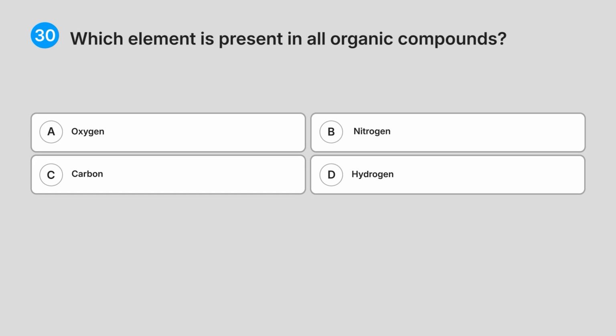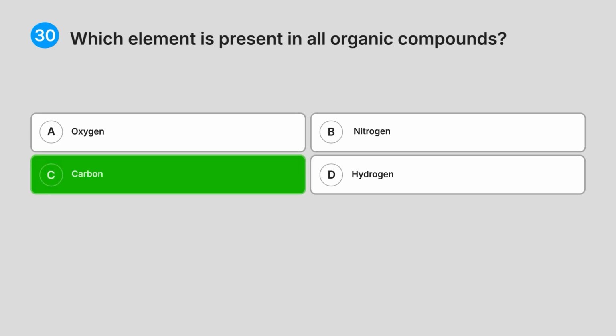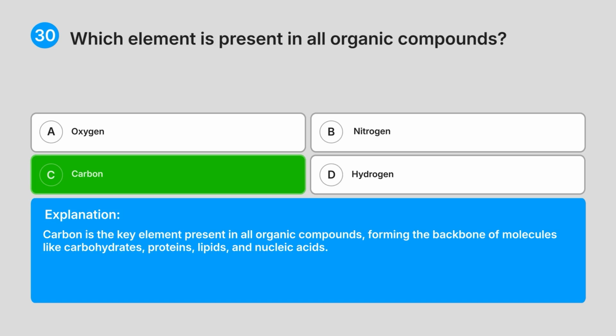Correct answer: C. Carbon. Explanation: carbon is the key element present in all organic compounds, forming the backbone of molecules like carbohydrates, proteins, lipids, and nucleic acids.